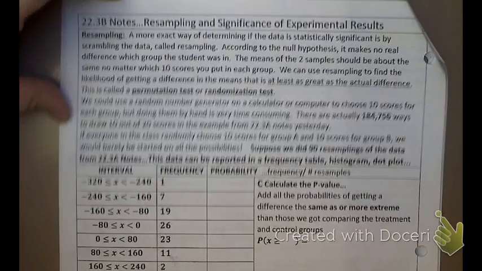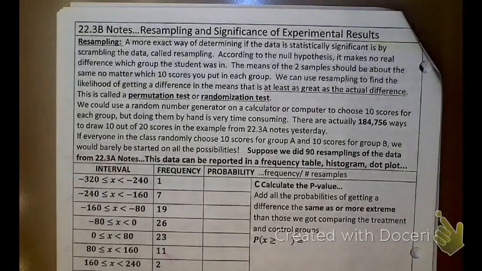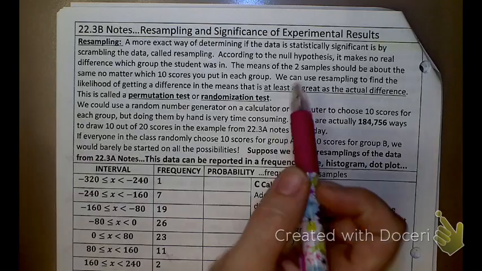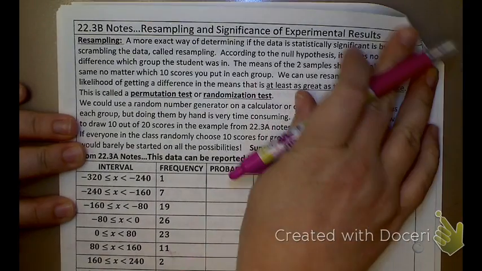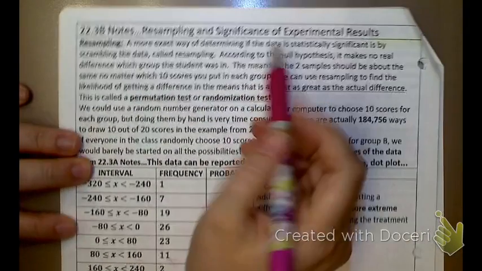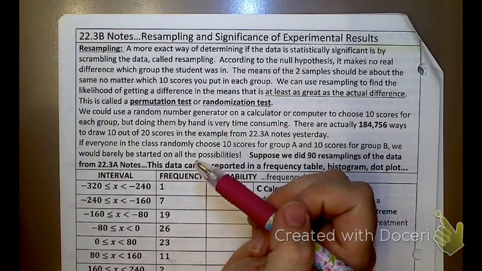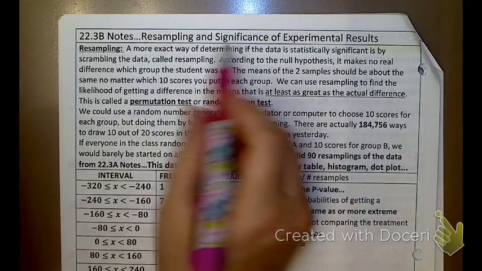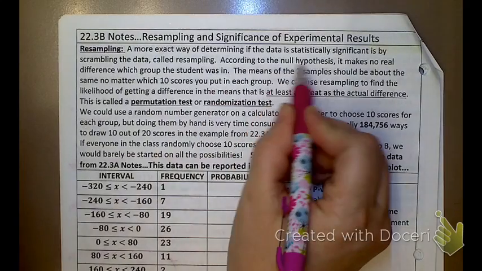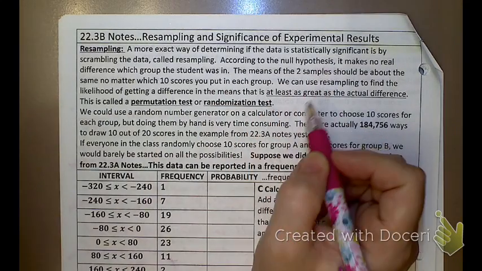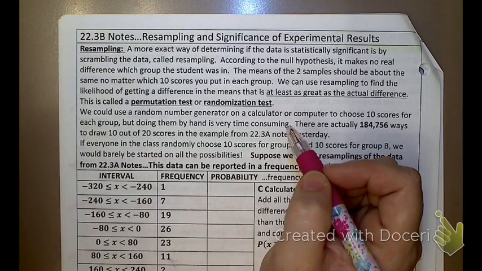So our last set of notes, 22.3b, resampling and significance of experimental results. Resampling is a more exact way of determining if your data is statistically significant. What you would do is scramble the data, and that's called resampling. According to the Null Hypothesis, it makes no real difference which group the student was in.